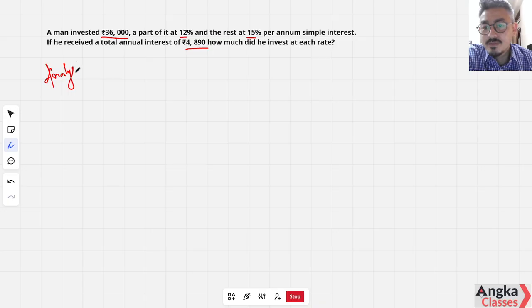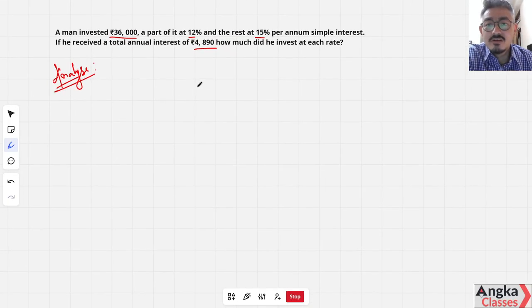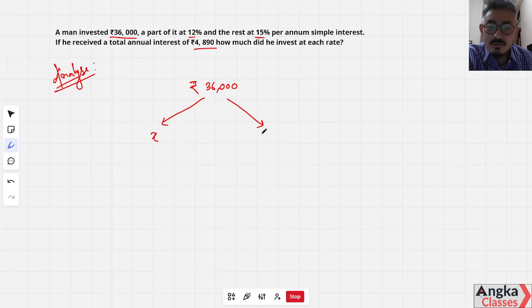Okay, so we will analyze the question. 36,000 is the total amount invested, so let us take the two parts as x and y. This structures the first equation: x plus y is equal to 36,000. We'll call this equation 1.